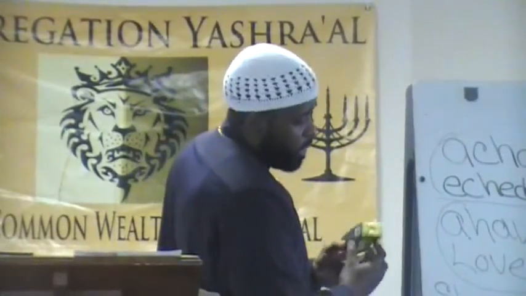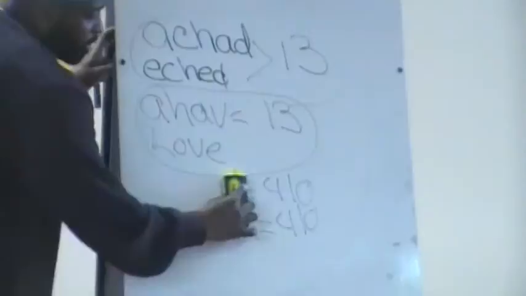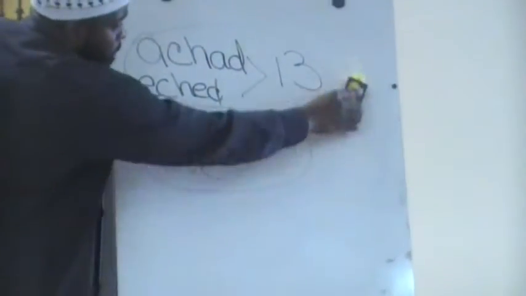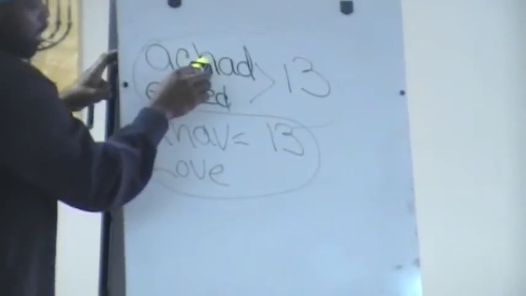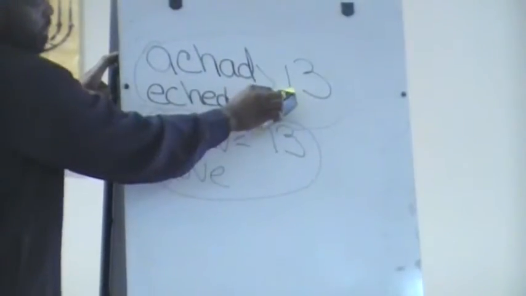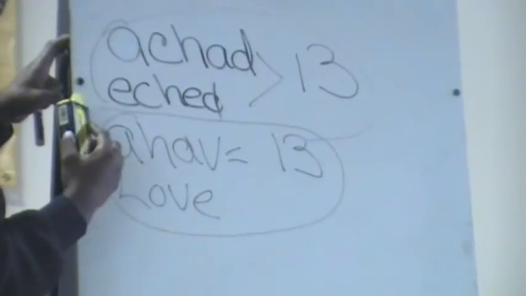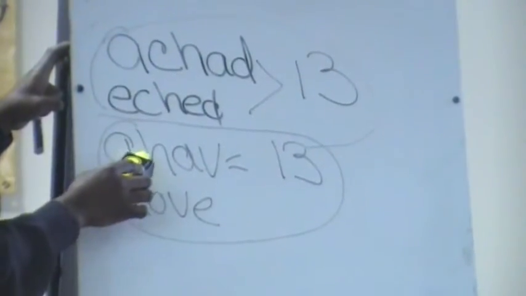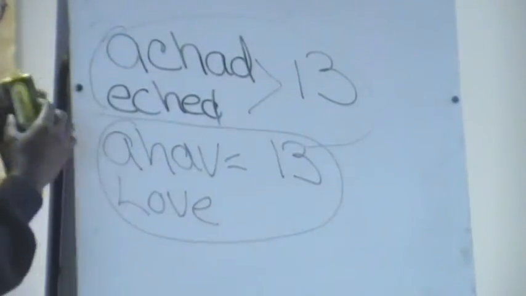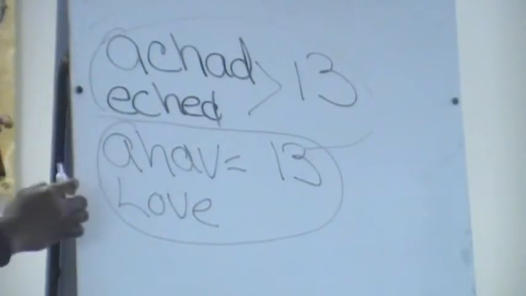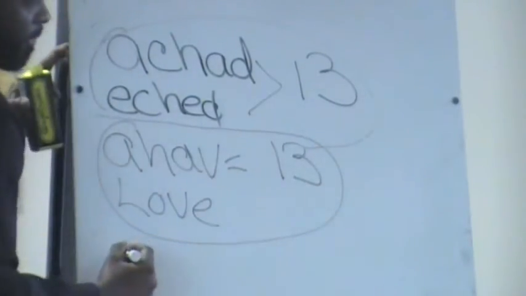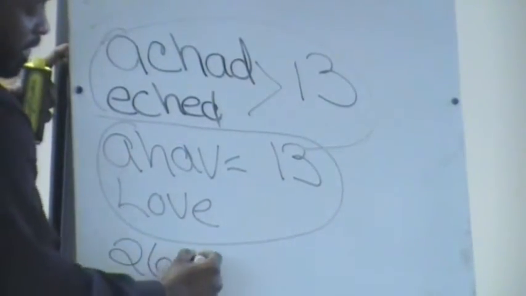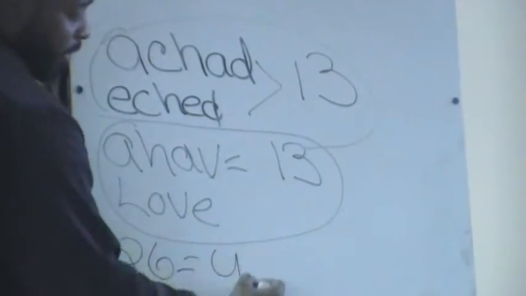Okay, we looked at the word Echad, and we can show how important this word is. Its numerical value, or the Hebrew gematria, is 13, which means unity, love. The word Ahav means love, and we need both of these, and they make up one. 13 plus 13 is what? 26. The number 26 is the Hebrew gematria for Yahuah.